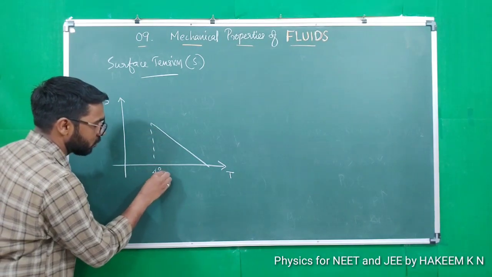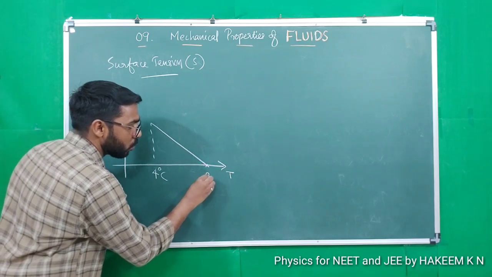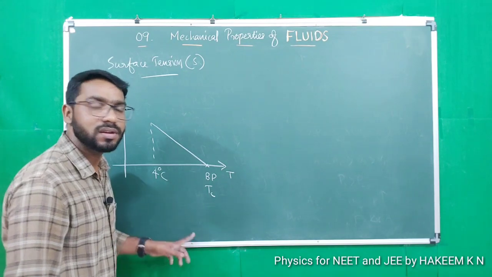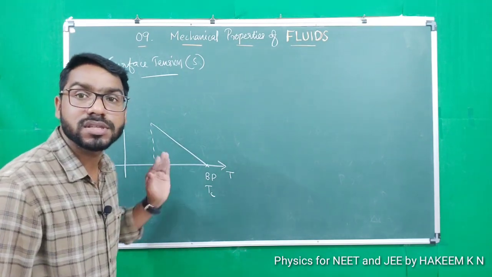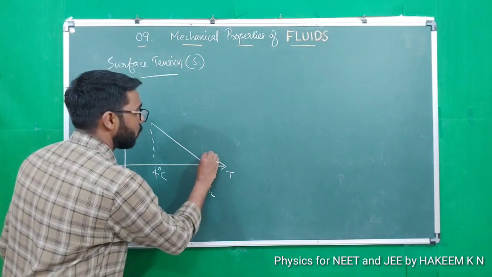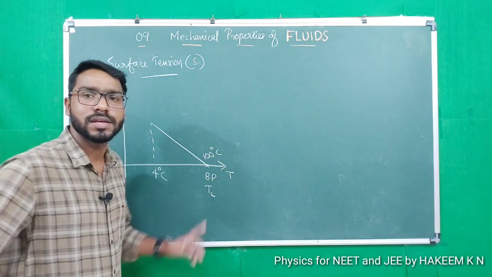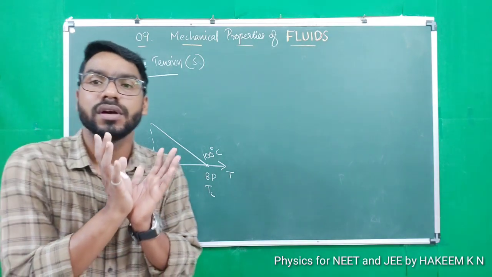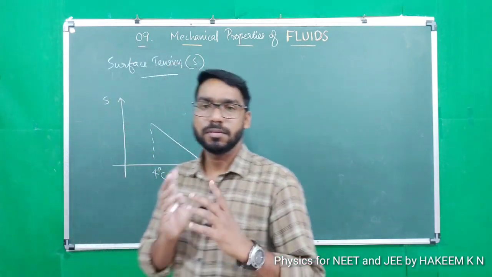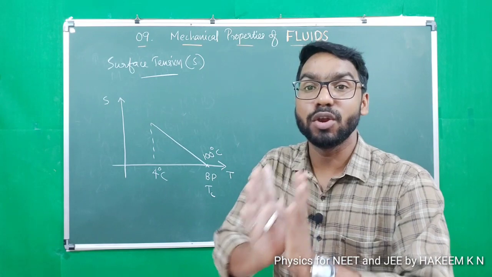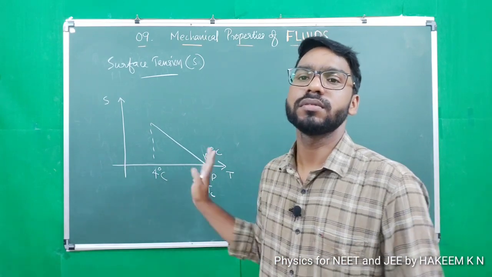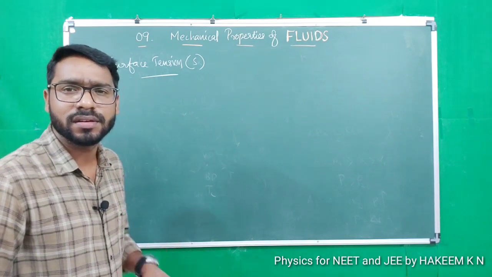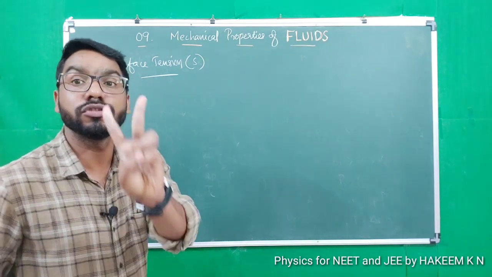This temperature is 4 degrees Celsius. This is the boiling point. For this temperature we can give T_C, critical temperature, the temperature at which surface tension becomes 0, and for water it is 100 degrees Celsius. And below 4 degrees Celsius, surface tension of water is not defined because water shows anomalous behavior below 4 degrees Celsius.